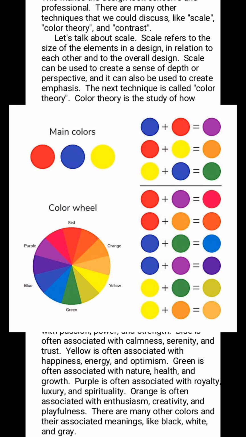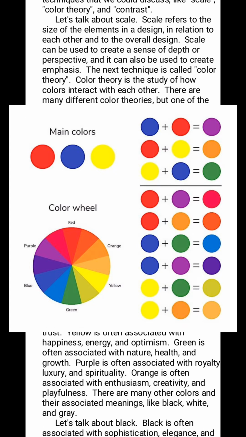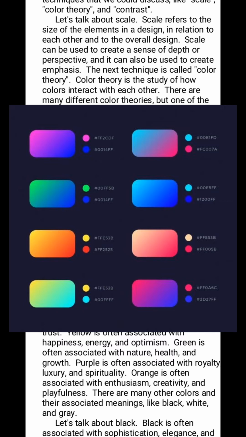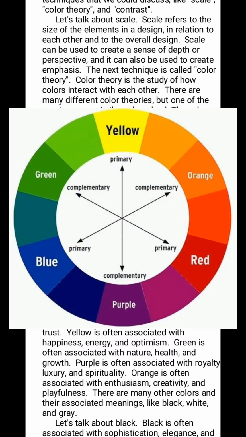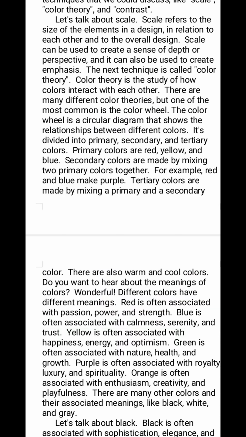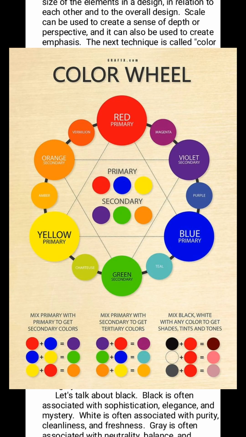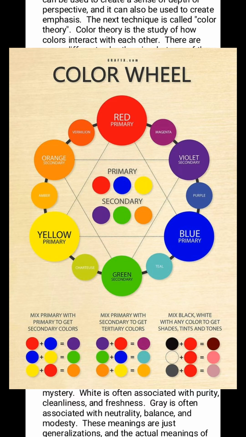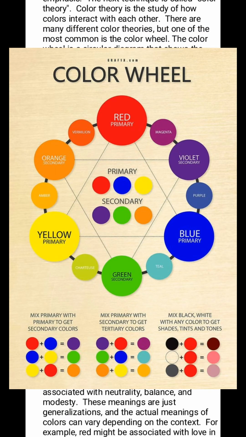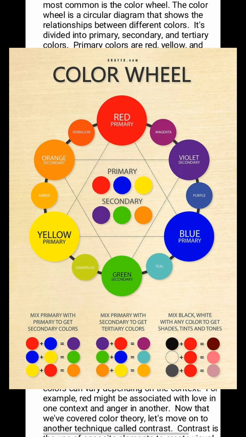The next technique is called color theory. Color theory is the study of how colors interact with each other. There are many different color theories, but one of the most common is the color wheel. The color wheel is a circular diagram that shows the relationship between different colors. It is divided into primary, secondary, and tertiary colors. Now, what are primary colors? I'm sure you know about primary colors. These are red, yellow, and blue. Secondary colors are made by mixing two primary colors together. For example, red and blue makes purple. Then tertiary colors are made by mixing primary and secondary colors.